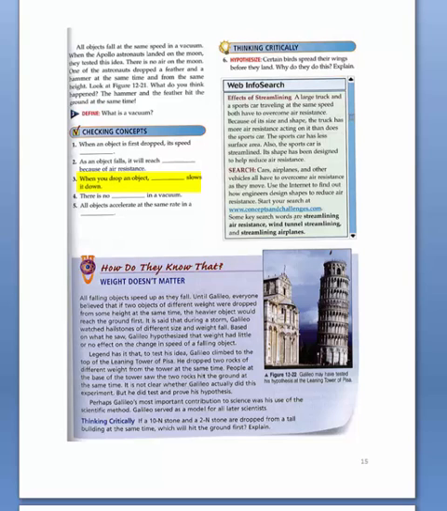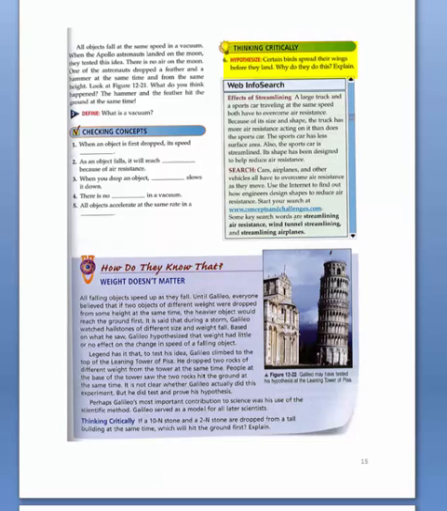3. When you drop an object, blank slows it down. 4. There is no blank in a vacuum. 5. All objects accelerate at the same rate in a blank.